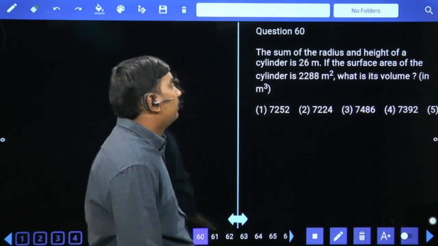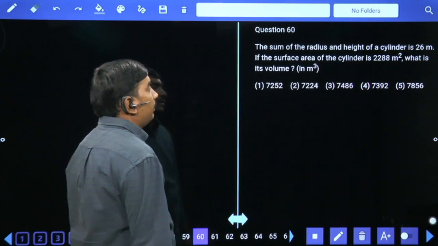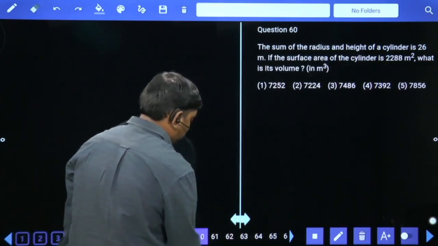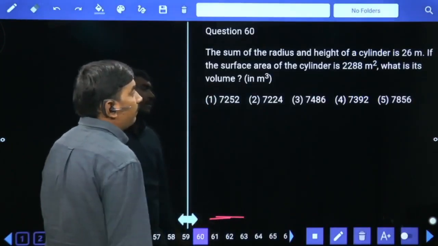Next. Question number 60. The sum of the radius and height of a cylinder is 26 meters.